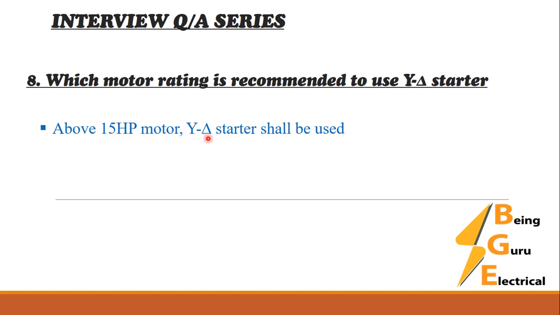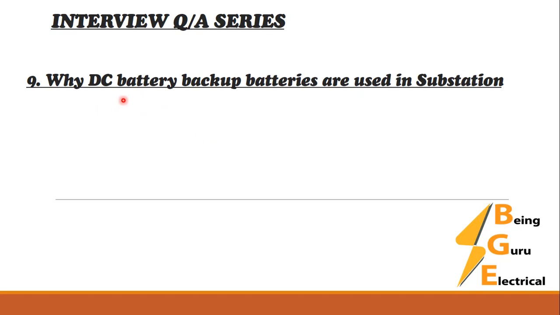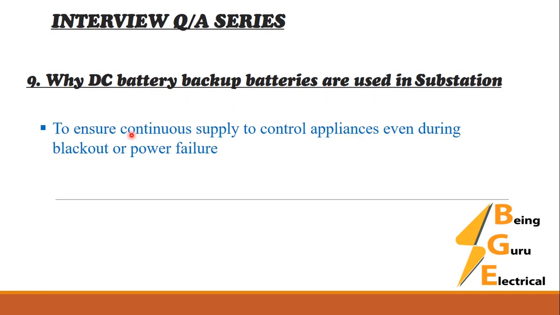Why are DC battery backups used in a substation? DC battery backups are used in the substation to ensure continuous supply to control appliances even during blackout or power failure. In the substation, if we have any blackout or power failure condition, we need to ensure continuous power supply to control appliances, which include relays, initiation, and protection equipment, anything that is controlling the transformers and circuit breakers in a blackout or power failure condition.